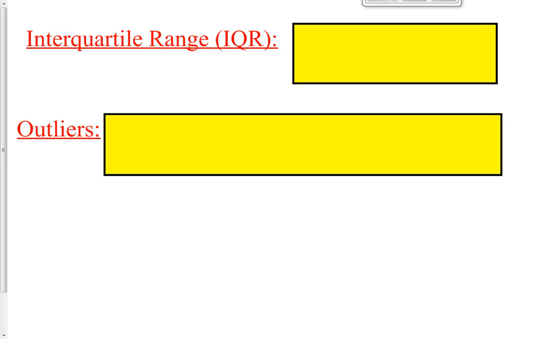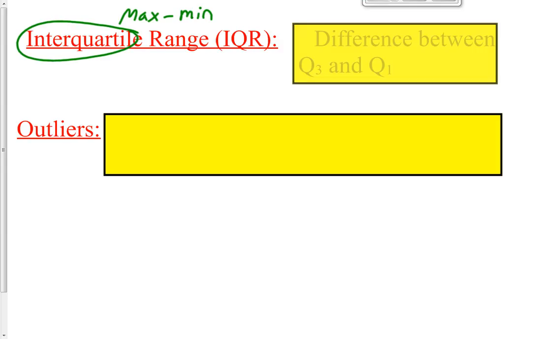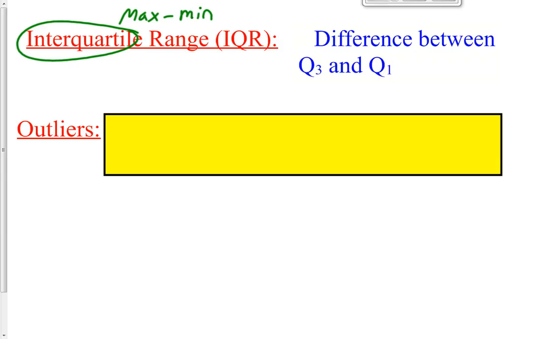The interquartile range. Class, remember the range is the maximum minus the minimum. It's the difference of the highest and the lowest. So the interquartile range is again a difference, but it's the difference of the quartiles, Q3 and Q1. So to find the interquartile range, or the IQR, it's Q3 minus Q1. So we can even write that down right here.